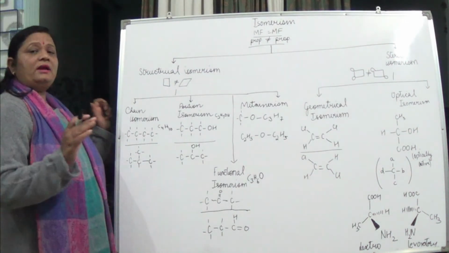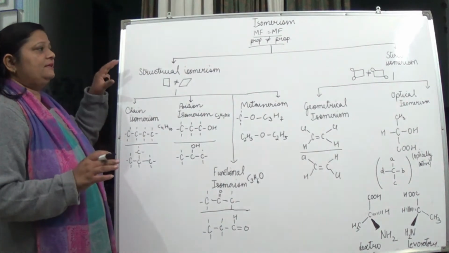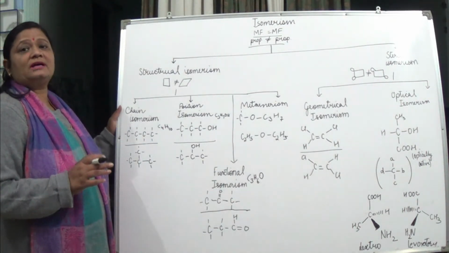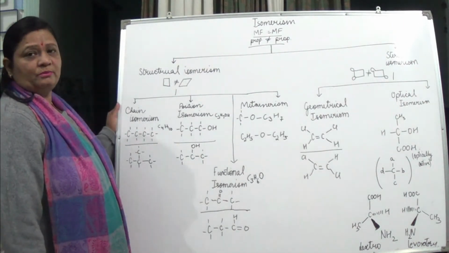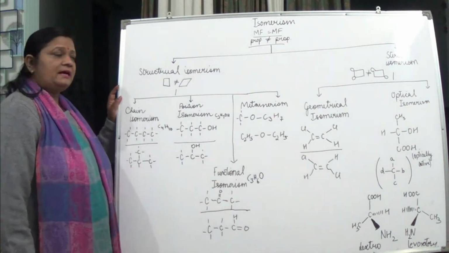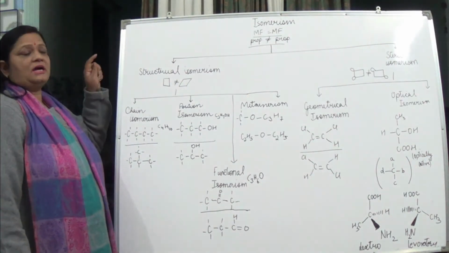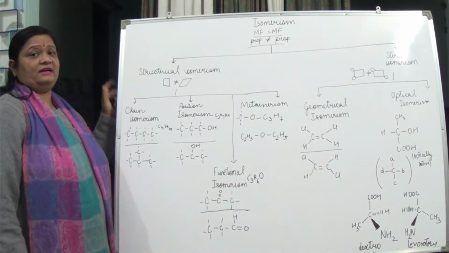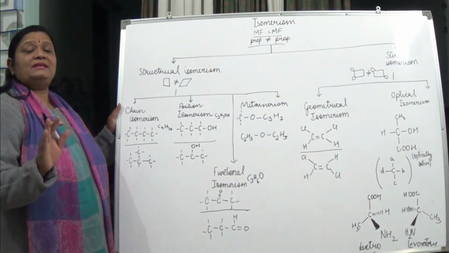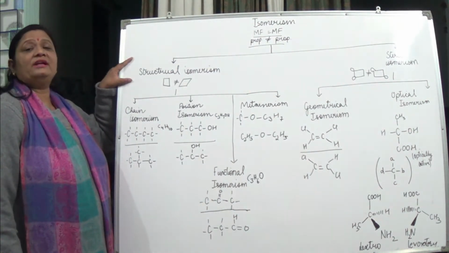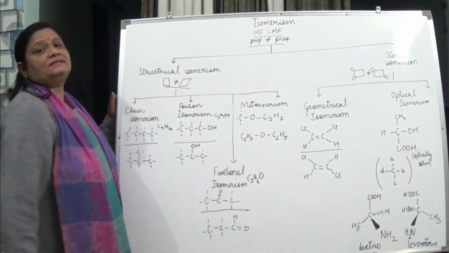Broadly, isomerism is classified into two: structural isomerism and stereoisomerism. First, let us study structural isomerism. Here, the molecular formula of two or more compounds will be the same but they will differ in the structure. It means their structure will not be similar.